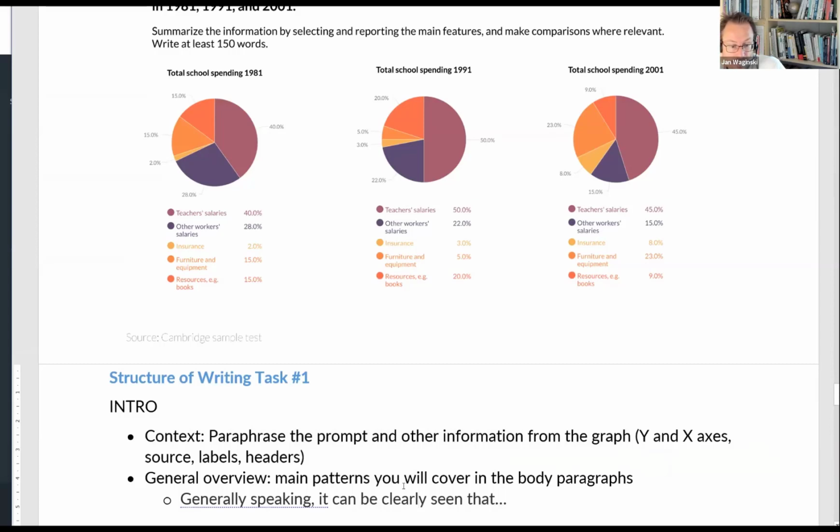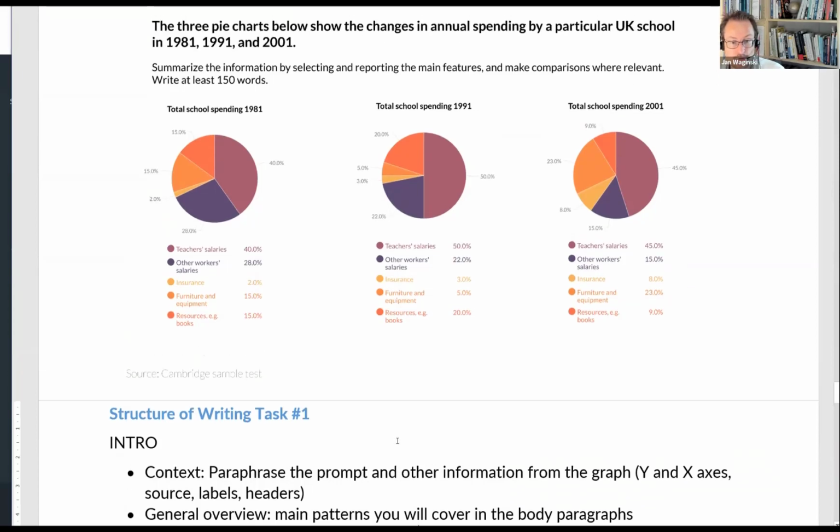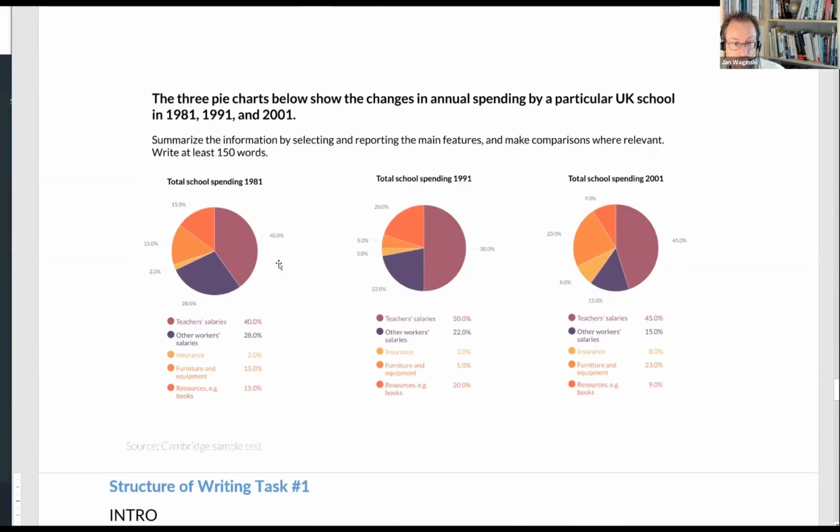I'll get you to write the introductory paragraph. So 2 parts, the context and the general overview. Let me just copy. Oh, that's an image, so I can't paste it. I'll give you 5 minutes to do that. We're going to go through it quite quickly. So just write the introductory paragraph, 2 sentences in the chat box.